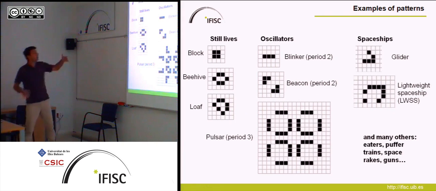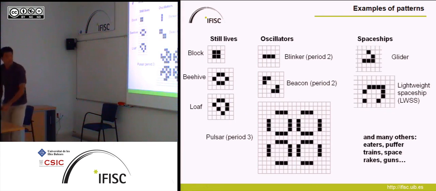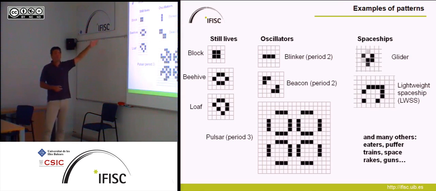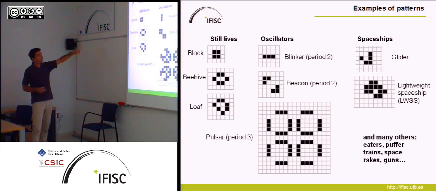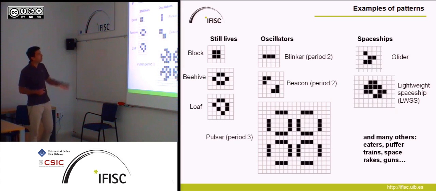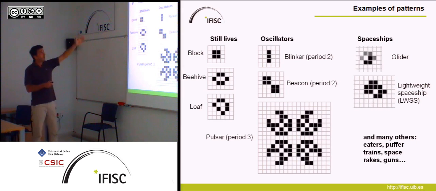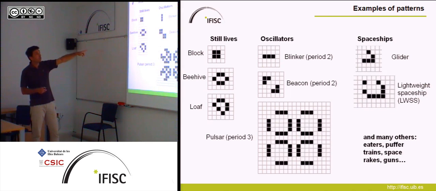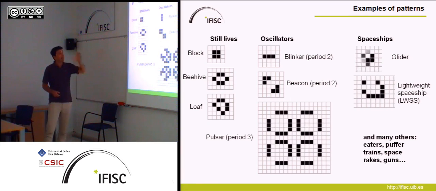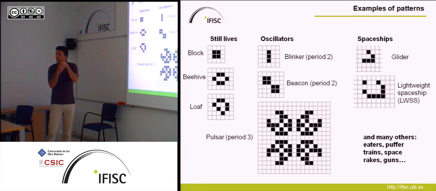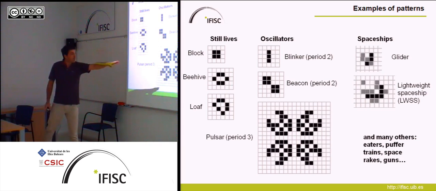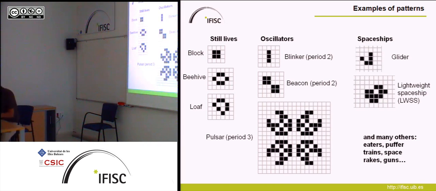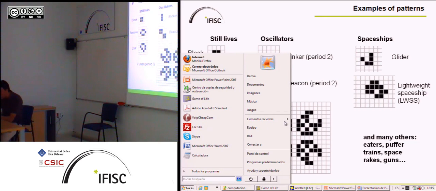Okay. So this is the kind of pattern you see. You see very, very complex things. You see still patterns, so they are stationary. This is a block. People have found a lot of these things and put fancy names on them. There are very, very smart people playing with this, and they have found really amazing things. There are stationary patterns. There are oscillatory patterns with all sorts of periods. Period 2. This is period 3. And then there are what they call spaceships, things which are coherent and move at a certain velocity with different structures, and many others. They have eaters, buffer trains, space racks, guns. I can show you some for fun because it's really interesting to have a look at this.